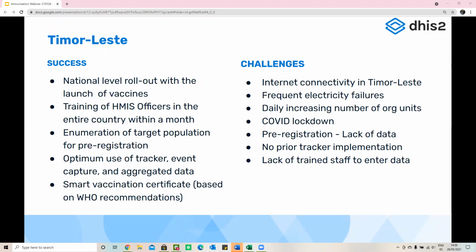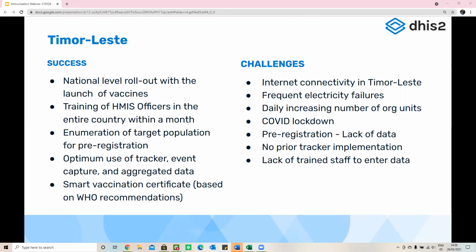Another challenge we had to face was COVID lockdowns during the training, as online training is not an option in Timor-Leste. So I had to undergo several PCR tests while traveling to the districts, and that is not so exciting.